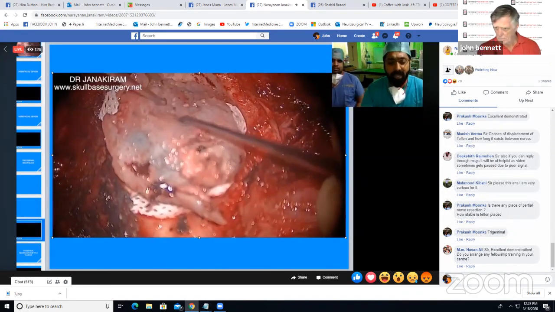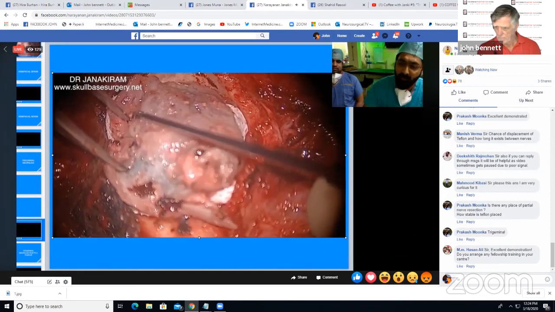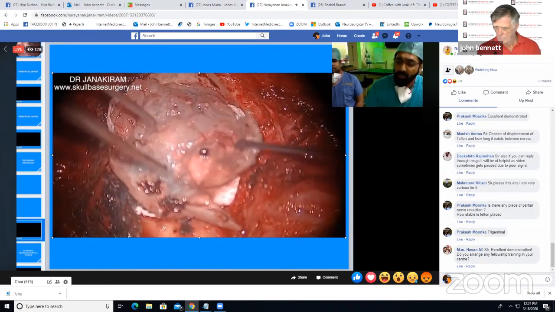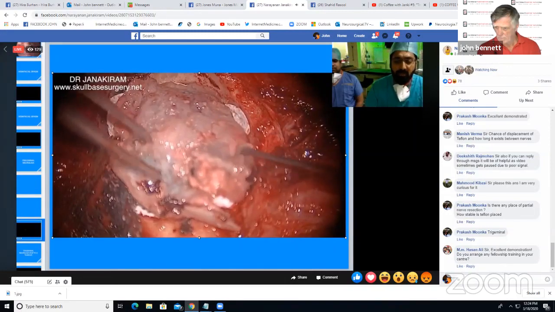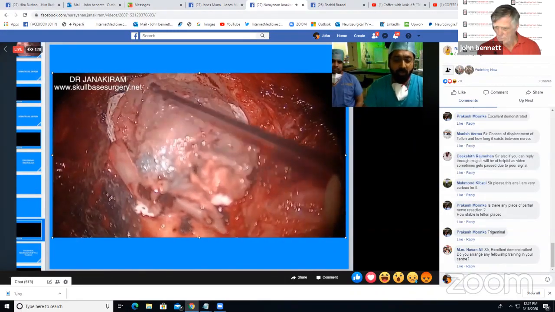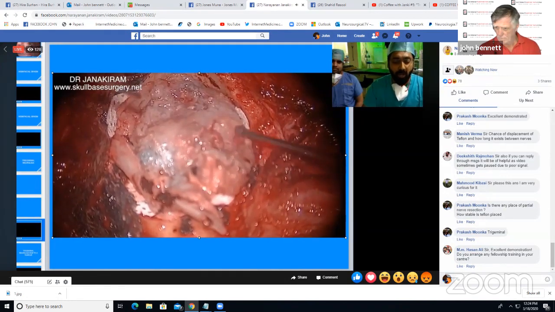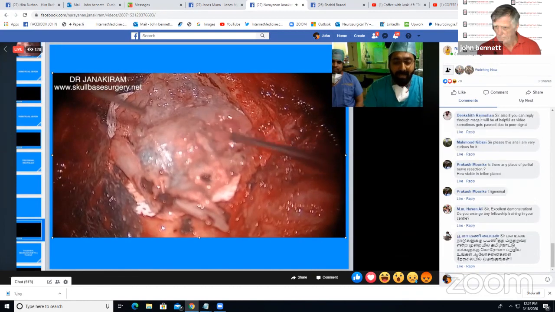Is there any place for partial nerve resection? Yes, suppose you have a venous loop which is actually compressing, and sometimes you are not able to separate the loop because of massive adhesions, then of course you can resect the nerve. You are right, Dr. Prakash, that is a very good question actually.